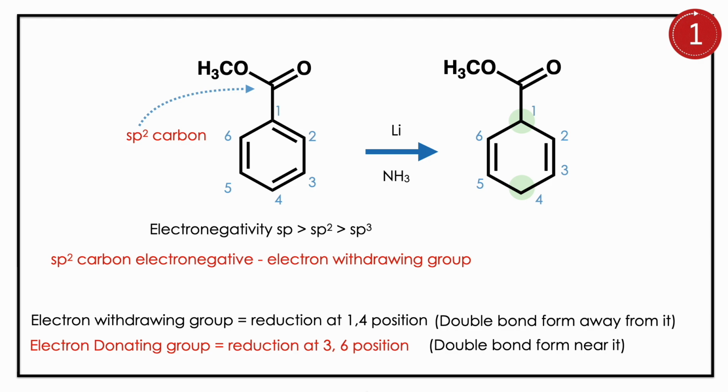Here you have an ester. Ester is like an acid. It has a carbonyl group. The carbonyl group contains an sp2 carbon. If you look at the electronegativity, sp2 carbon is more electronegative than sp3 because of more s character. So it will act like an electron withdrawing group. So the anion can form near it because an electron withdrawing group stabilizes the anion. So reduction happens at the first carbon, which is near the ester. So 1,4 reduction happened. The electron withdrawing nature of the ester promotes it.